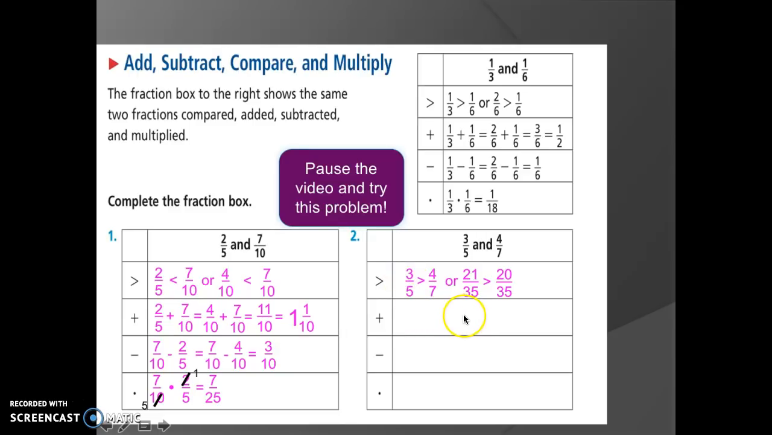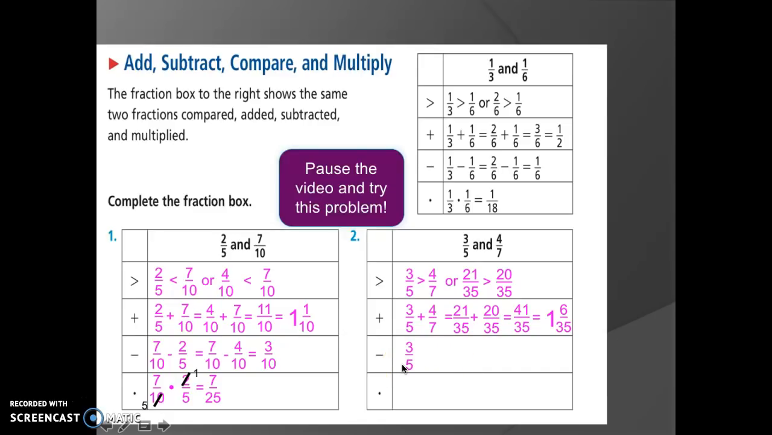So we're going to add those two. Let's use the two with the common denominators. 3/5 plus 4/7 is the same as 21/35 and 20/35. When you add them up, you get 41/35. It's an improper fraction. 35 goes into 41 once, and you're going to end up with 6 left over. And 6 and 35 do not have any common factors, so that is already simplified.